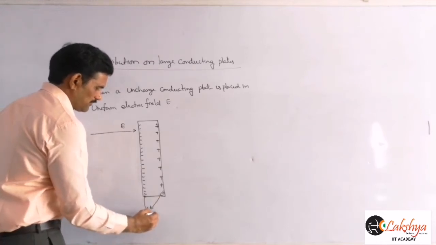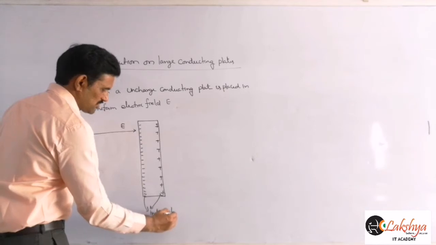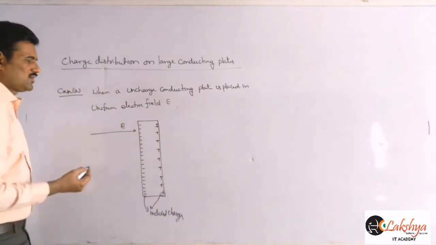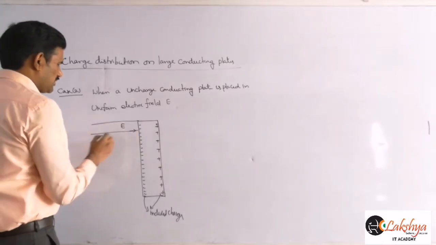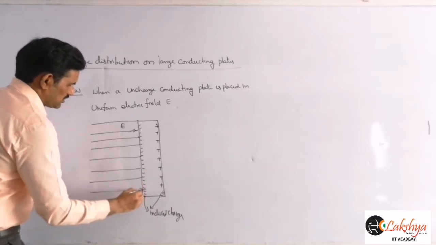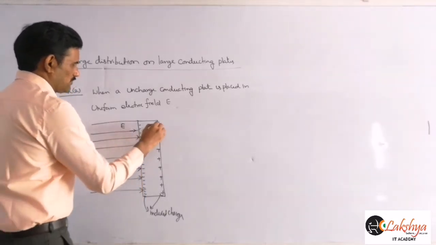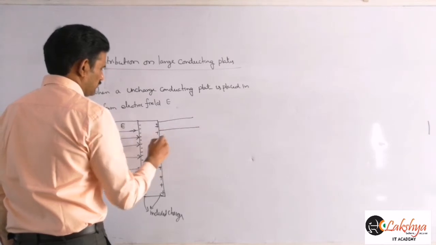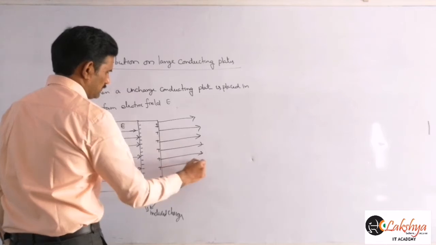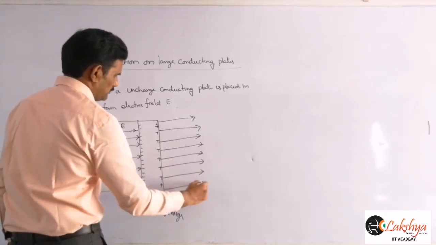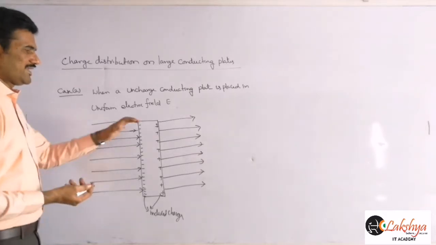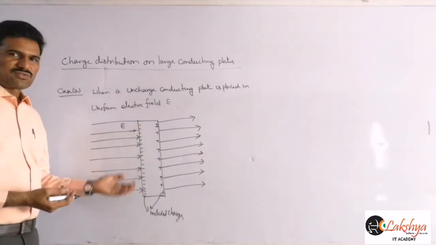Both of them are induced charge. Let's suppose I am assuming that the magnitude is some Q. We need to find that Q value here. These electric field lines will end here normally on this, and they will start from the opposite point here. So like this, the electric field distribution will be like this. And here we are neglecting the end effects, those are called fringing effects.